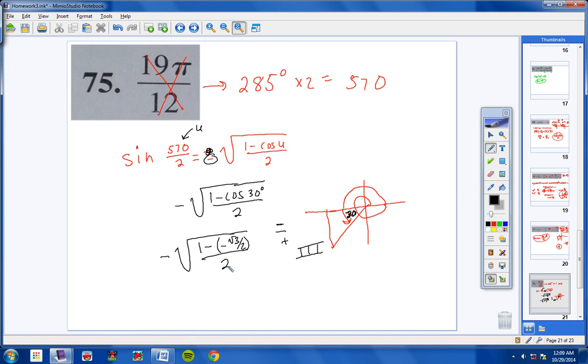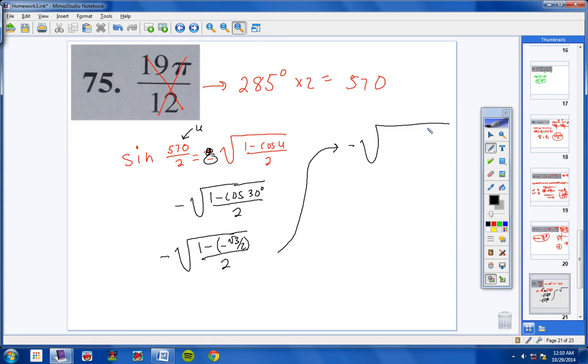all over 2. Okay, now next we're going to have negative square root 1 plus square root of 3 over 2 all over 2, because a negative times a negative is a positive. So next, make this 1 right here a 2 over 2. I would have 2 plus square root of 3 all over 2 all over 2 over 1.